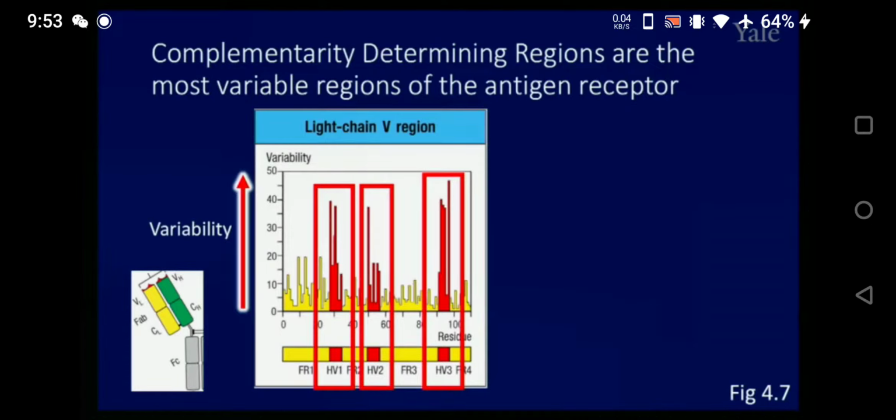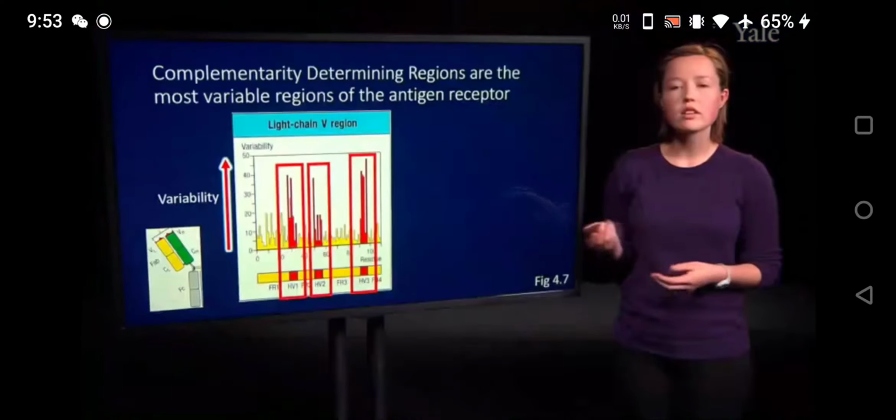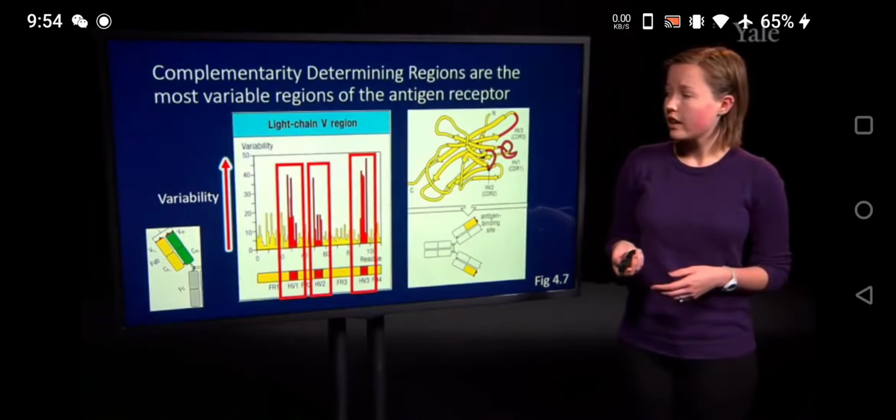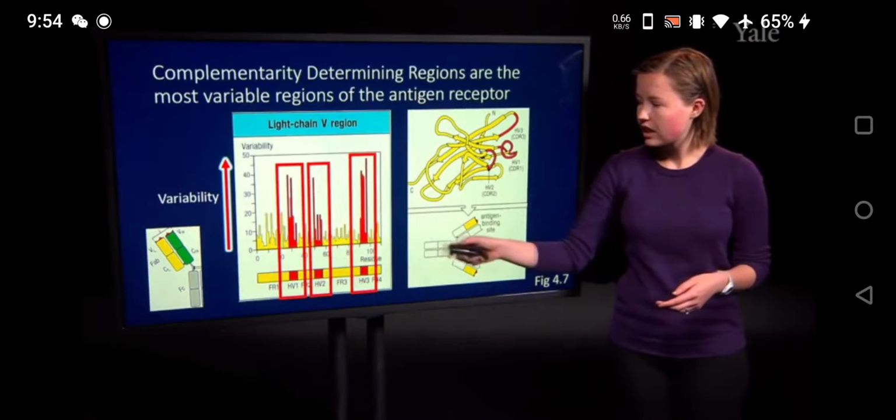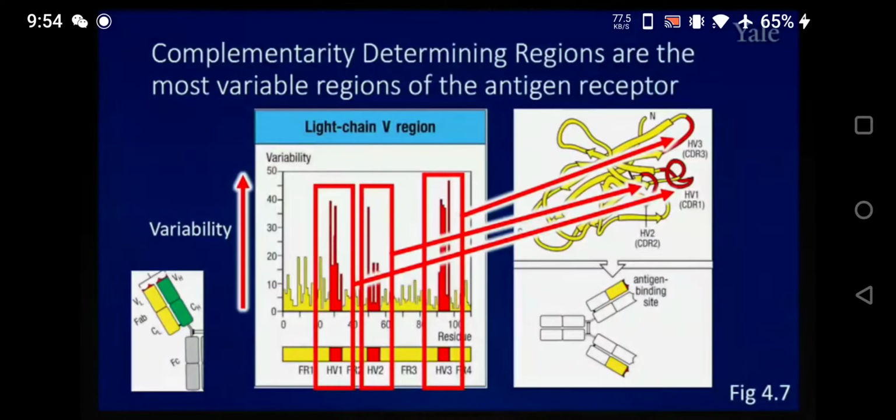In yellow here, there are these other regions that show less variability. These are referred to as the framework regions of the variable region of lymphocyte antigen receptors, and as the name suggests, they provide structural stability to the protein, and because they're providing structural stability, they don't vary as much as these hypervariable regions. So what are these regions actually doing? If we look at the 3D conformation of this protein, we see that these red sections here are actually these loops that are on the outside of the lymphocyte antigen receptors.